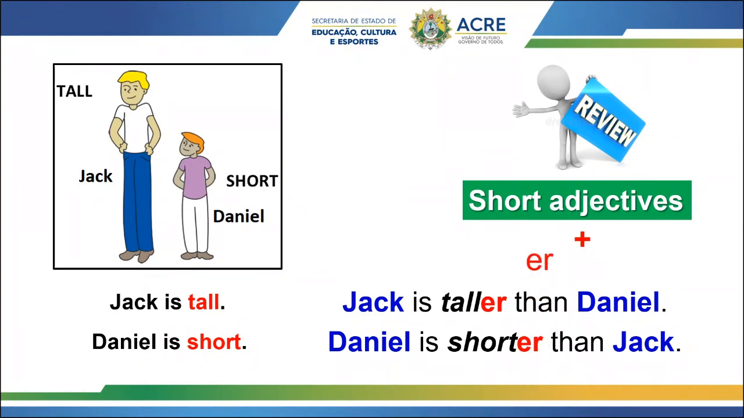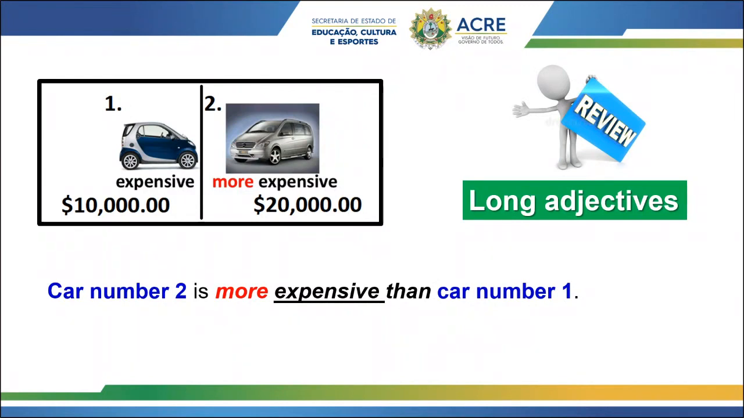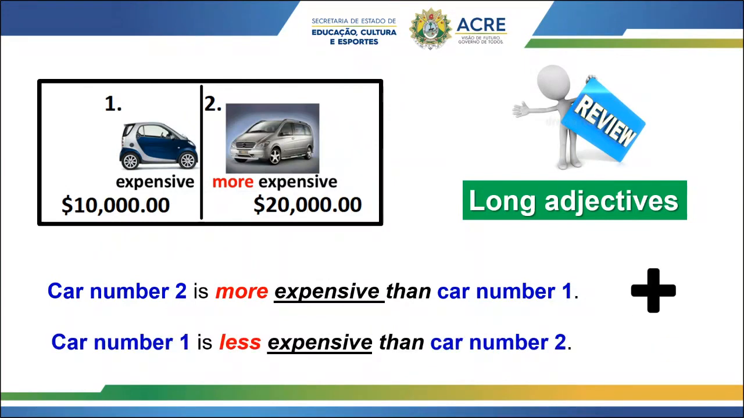Let's see the long adjectives. Car number 1 costs $10,000. Car number 2 costs $20,000. They are expensive, but car number 2 is more expensive than car number 1. Car number 1 is less expensive than car number 2. When we have long adjectives in comparative form, we use more or less.